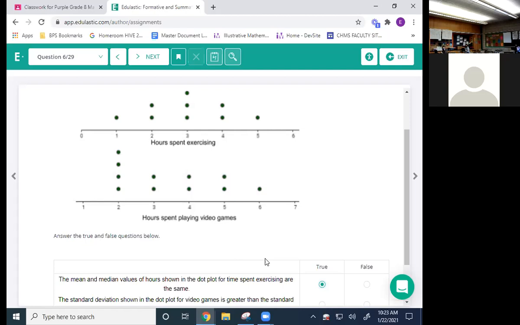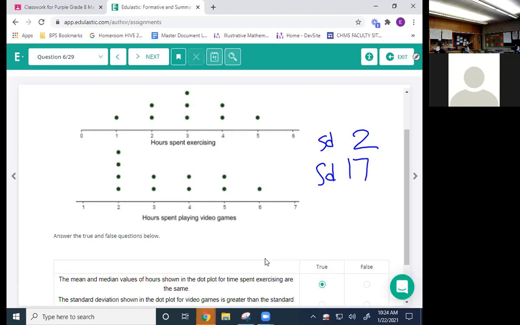Okay. Next one, it says standard deviation. The standard deviation shown in the box plot for video games is greater than the standard deviation of exercising. What does standard deviation talk about? So say one of them has a standard deviation of 2. I'm not saying it matches. I'm just saying we have a standard deviation of 2 and a standard deviation of 17. What does that measure of standard deviation tell me? How far away data points are on average from the middle?